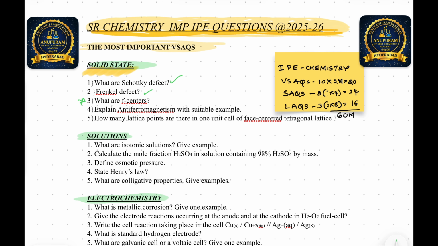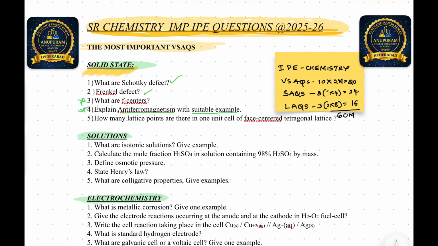Clear, friends? Next question we'll go for here. Explain anti-ferromagnetism. We also have ferrimagnetism, paramagnetism and diamagnetic property, but mostly they are asking anti-ferri and ferri, both. You can also see that question. This is important: anti-ferromagnetism with a suitable example. Don't forget this question.